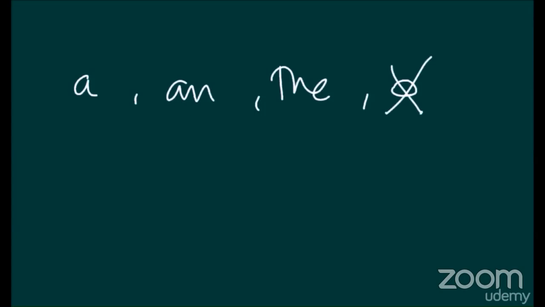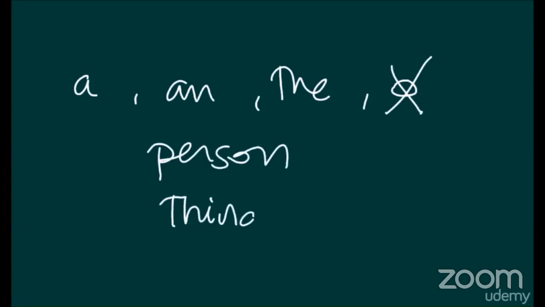A, an, the, or nothing. Hello. In this video, we're going to show you how to introduce a person or thing in a conversation with the words a, the, or nothing, and when to use them. We use the words a, an, the, or nothing to introduce things or people. Depending on which word we use, we are saying if the thing or person is known or unknown, and if it is only one or more.